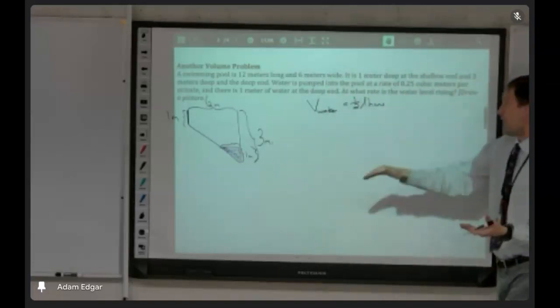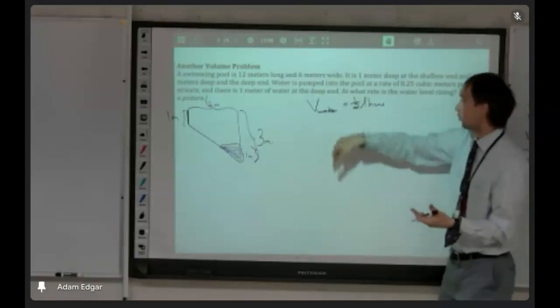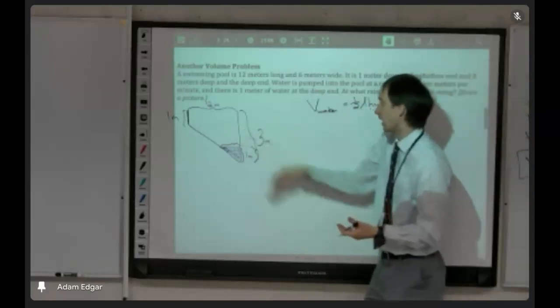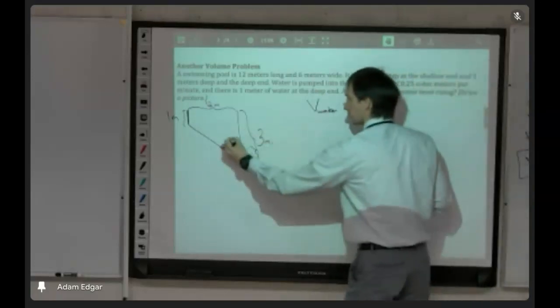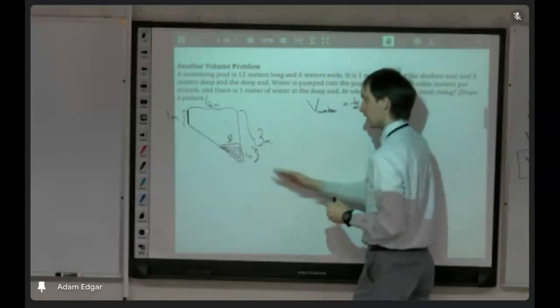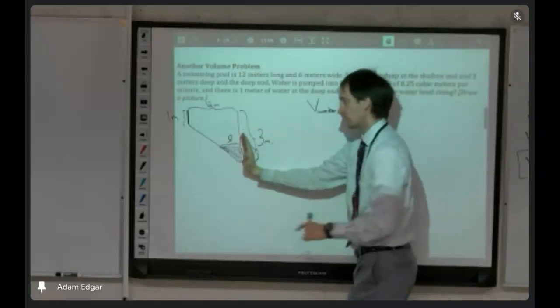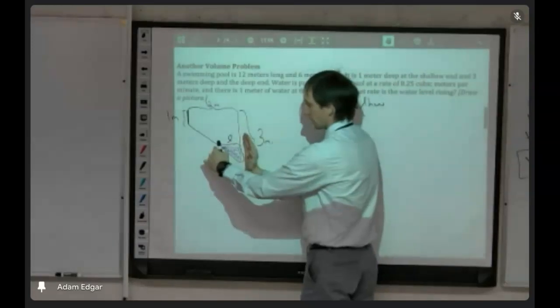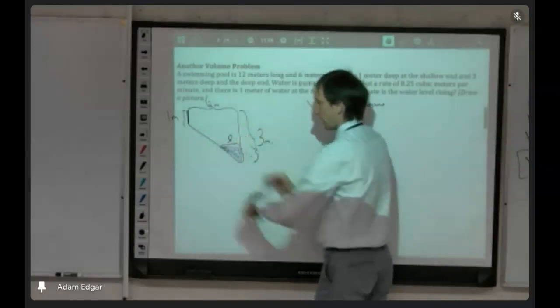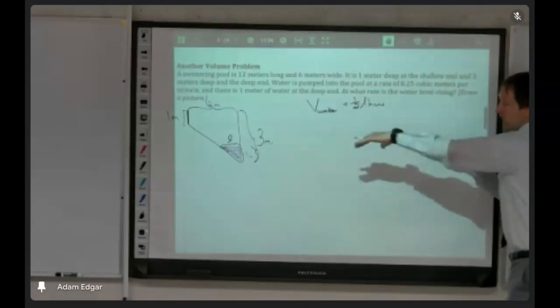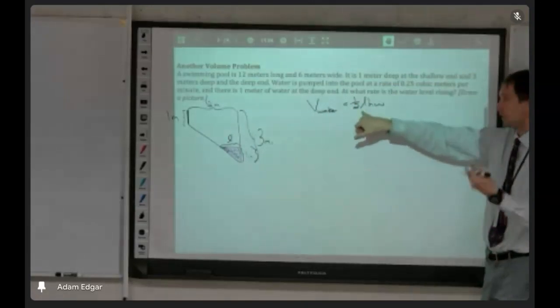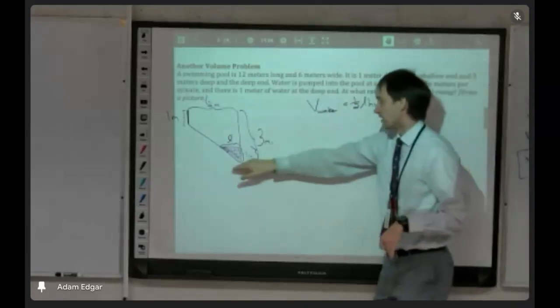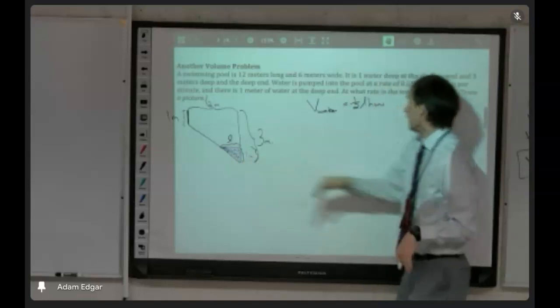So what variables are changing over time for the water? As you fill up the pool and the water level gets higher, does the length change? Yeah, because this side is fixed, but this edge of the water is going to creep up on a diagonal and get farther up into the shallow end. So the length is changing. Length is really a variable. Is the height a variable? Yeah, obviously. Is the width a variable?